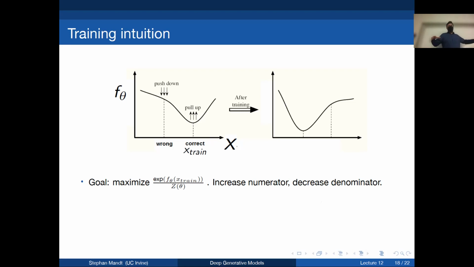When we pull something up in energy, we have to push other areas down, because otherwise our resulting probability density would no longer be normalized. And that translates to this partition function Z. It has to compensate for the fact that if we just raise the energy everywhere, this thing still integrates to 1.